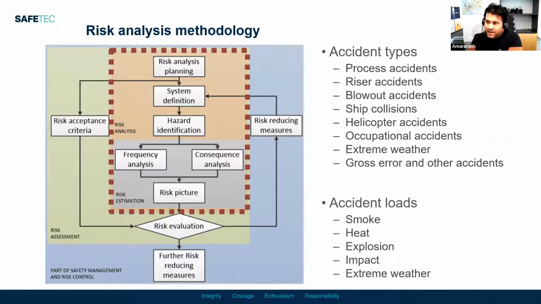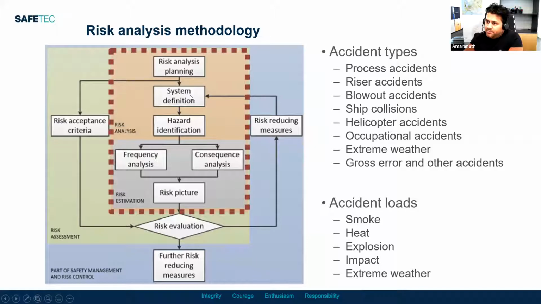So risk analysis planning can be due to modifications, or it can be due to regulations, or if you design a new platform, we need to perform a detailed investigation of the risk from the concept phase into the as-built. That's a very important part of risk management. Risk analysis starts with the system description. It can be an operation or it can be a technical system.